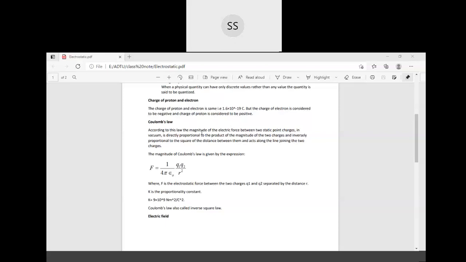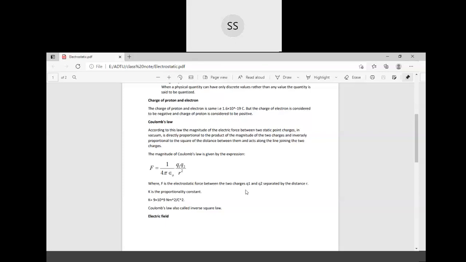So force always depends on the product of the magnitude of the two charges. F is directly proportional to the product of the magnitude of the two charges. The first charge we will take as Q1 and the second charge is Q2. So first of all, the electrostatic force between two charges is directly proportional to the product of the magnitude of these two charges.